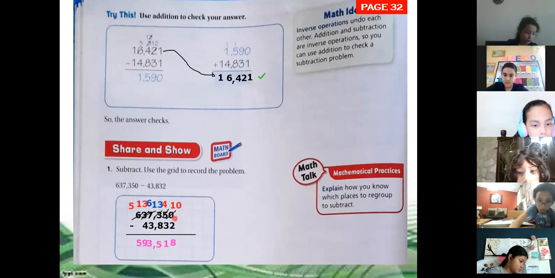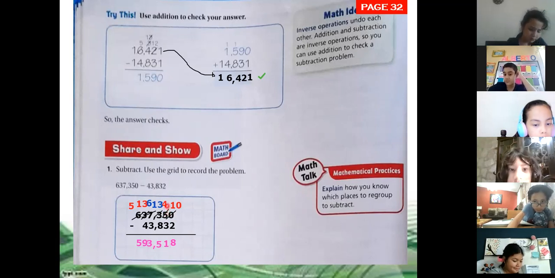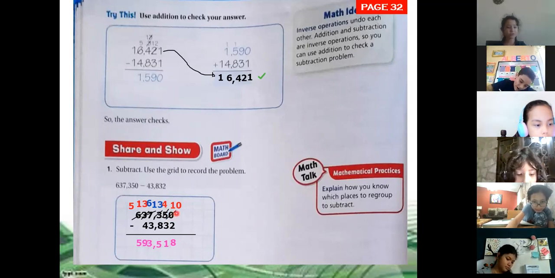Like this: 0 minus 2, we cannot subtract it. We need to subtract 10 minus 2. So we ask for 1 from the 5, so 5 is no more 5, it's 4, because he gave 1 to the 0, so it becomes 4, and 0 becomes 10. 10 minus 2, 8. 4 minus 3, we have 1.